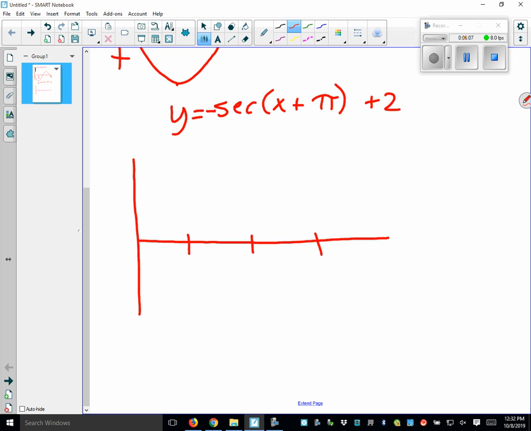If the period is 2 pi, what is my x scale? Pi over 2. Half pi is the same thing. How do you find the x max and x scale again? X maximum is the period. The x scale is the period divided by 4. So it'd be divided by 4, which is pi over 2.